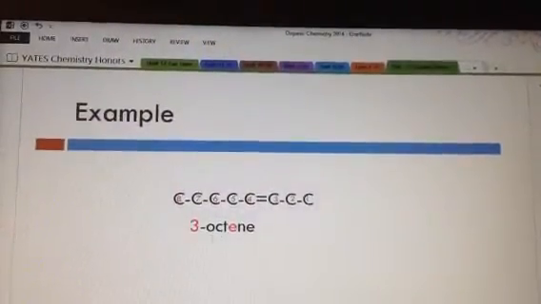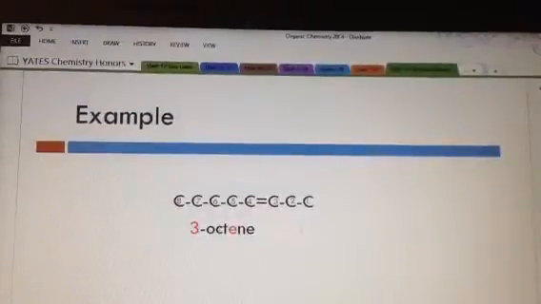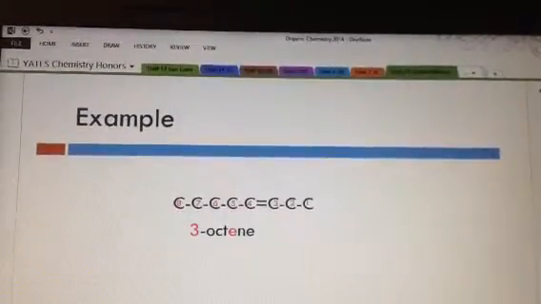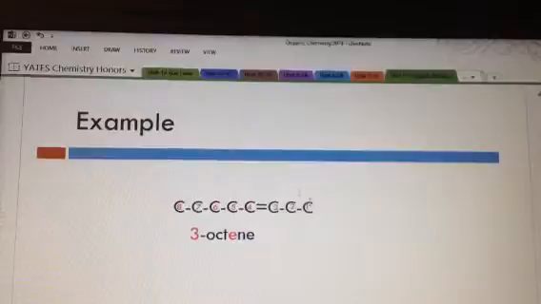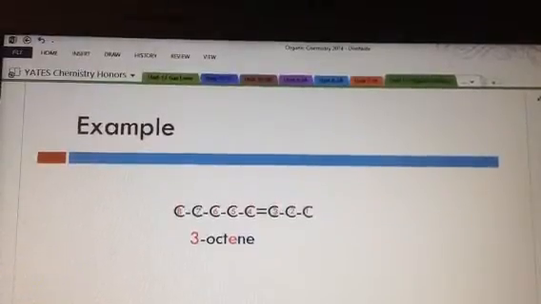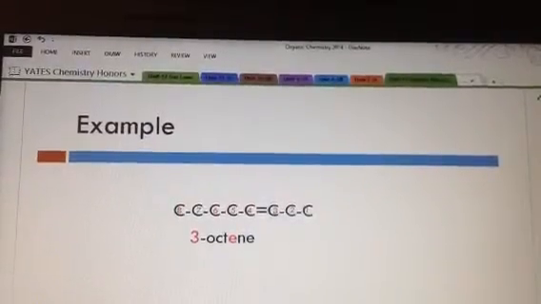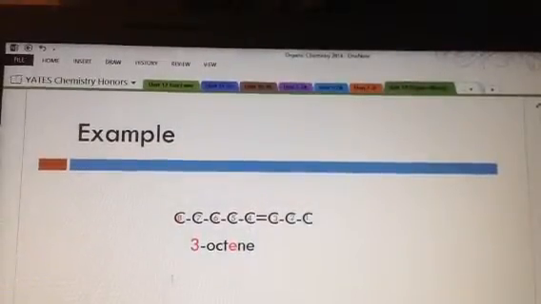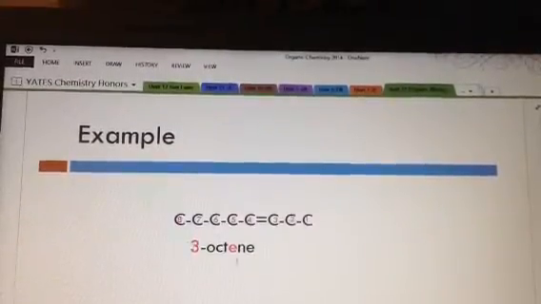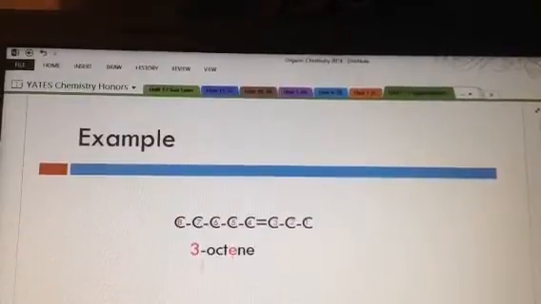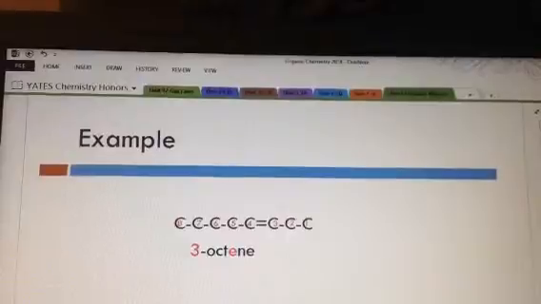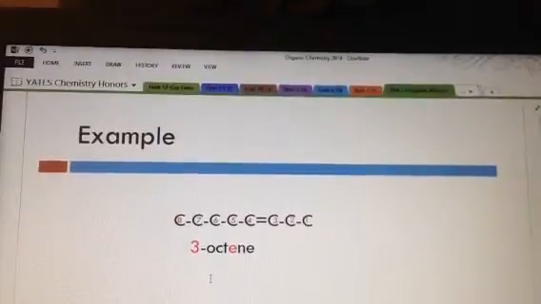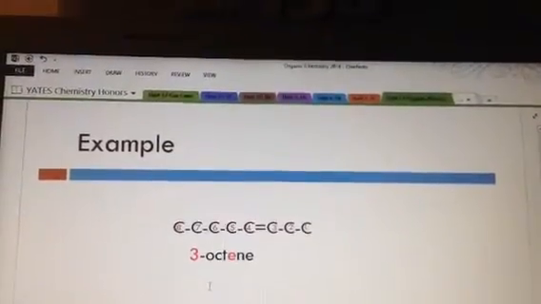Here's an example. Remember, we use golf scores, which means lowest count wins. So that would be 1, 2, 3, if I count this direction. At number 3, there's a double bond. So we tell the reader that by saying 3, where the double bond is at 3, and how many carbons do you have total? 8. So this is a 3-octene.